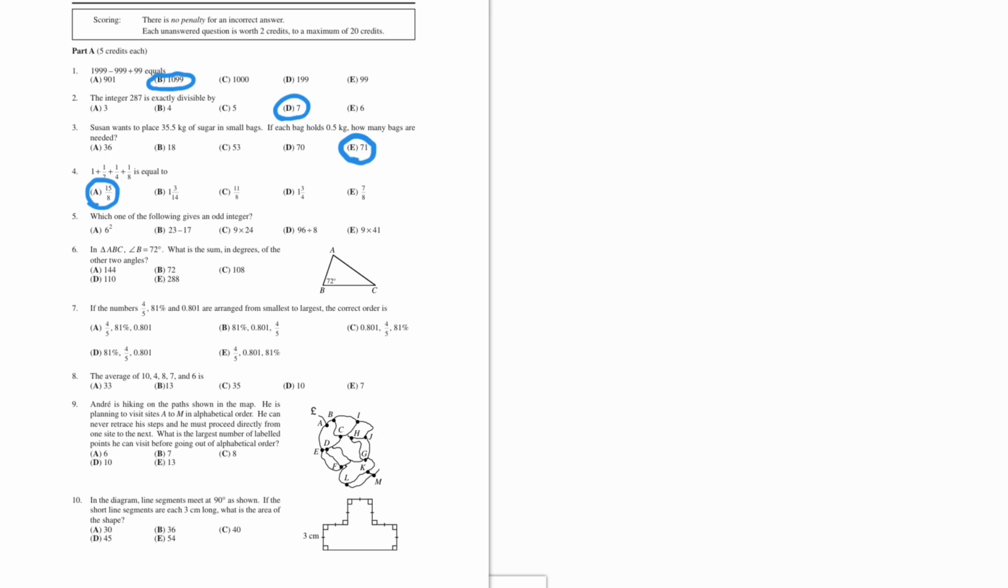Number 5. Which one of the following gives an odd integer? Choice A is 6 squared. 6 squared is 36, which is even. B is 23 minus 17. Odd minus odd, or odd plus odd, always gives us even, not this one. Choice C, 9 times 24. Odd times even still gives us even.